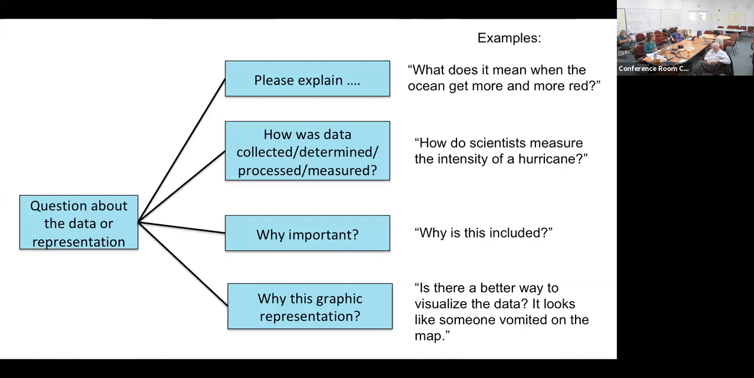So what about questions that ask about the meaning of the data? The meaning of the data, let's see.